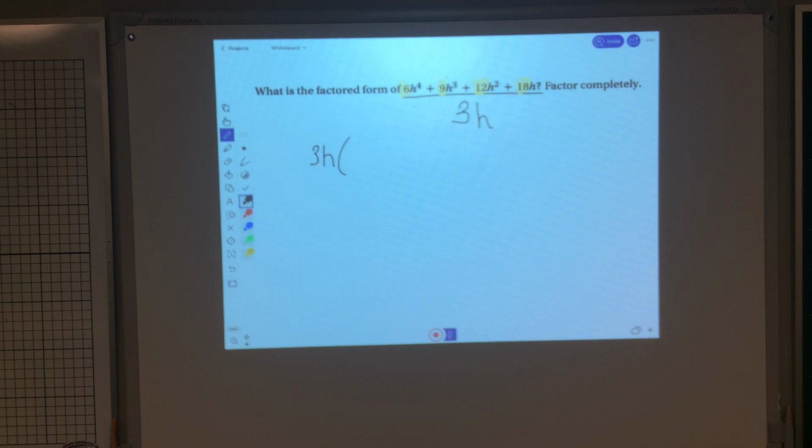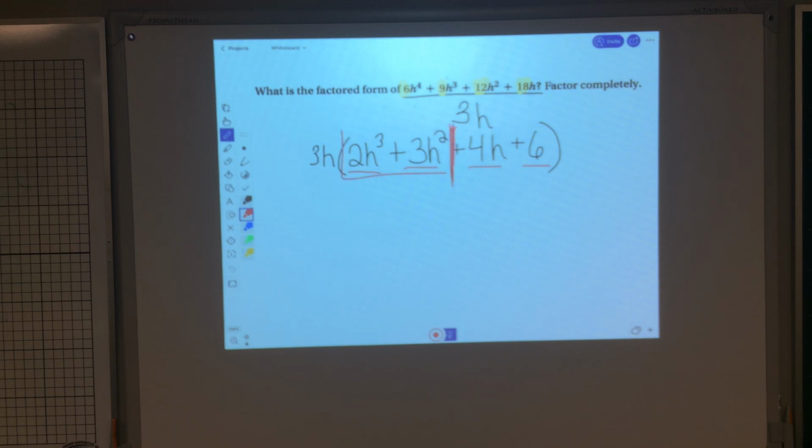So 6 divided by 3 is 2. H to the 4th divided by h gives me h to the 3rd. 9 divided by 3 is 3. H cubed divided by h is h squared. 12 divided by 3 is 4. H squared divided by h is h. 18 divided by 3 is 6, and the h's both cancel. So what I have left now is still 4 terms, which means my only option is to factor using that grouping method we learned today.